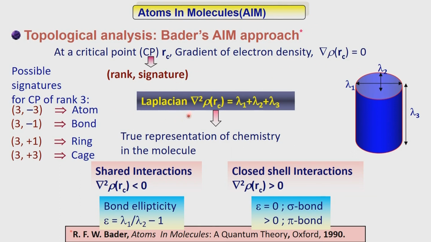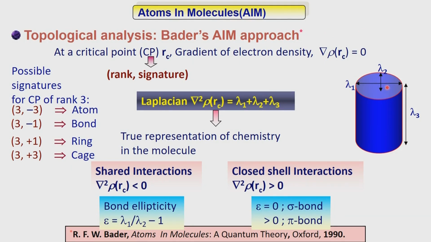Theoretically what it means is that the true chemistry of this bonding is represented in terms of an expression which is the second derivative of the electron density at the so called critical point. The critical point is one in which the first derivative of the electron density goes to 0. So, between these two atoms, the first derivative of the electron density goes to 0 at a critical point. And whenever there is a critical point between two atoms, in principle we call it a bond.